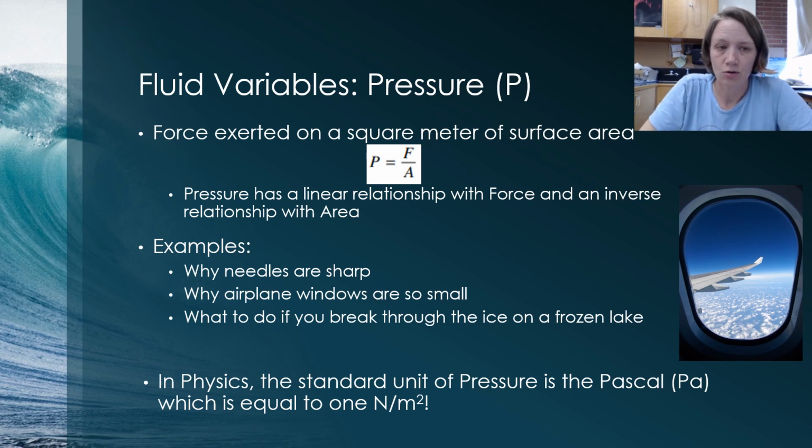In physics, the standard unit of pressure is the Pascal, which is equal to a Newton per meter squared. Force, of course, is measured in newtons, and area is measured in meters squared. So Newton per meter squared is the same as 1 Pascal.